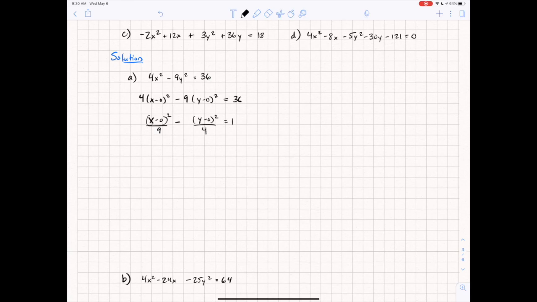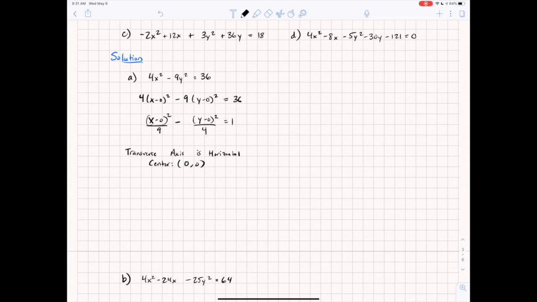So now I have this in graphing form. Notice that the x term comes first, so the transverse axis is horizontal. This graph is going to open to the right and left. My center, I've written trivially here, where I've given you h and k as 0, 0. So this is going to be at the origin.